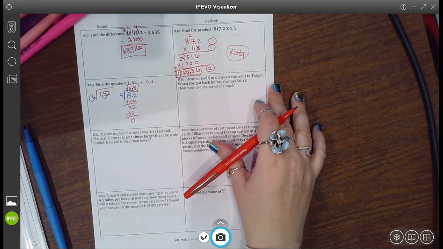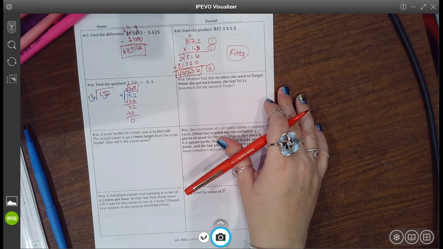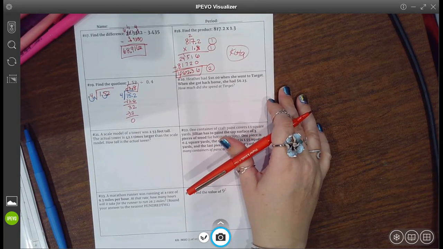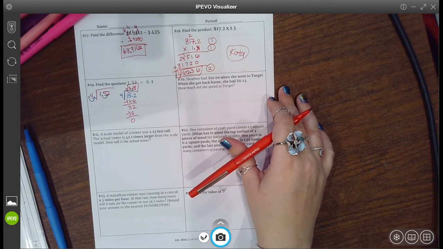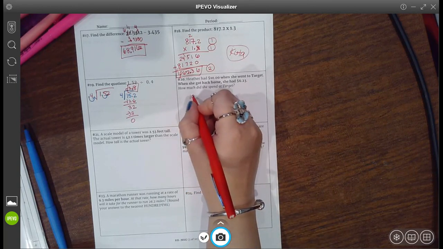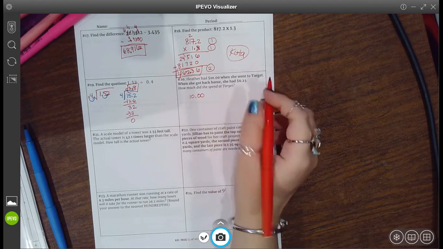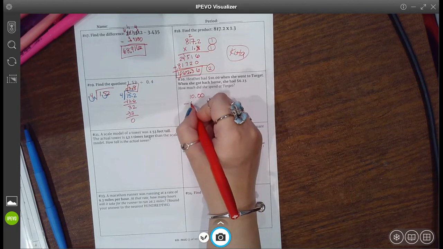Okay. My next one says Heather had $10 when she went to Target. When she got home, she only had $6.23. How much did she spend at Target? Clearly, this is not me, Heather, because I would have spent much more than about $4-ish.